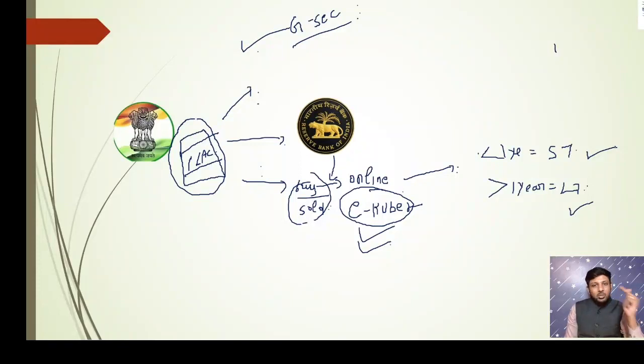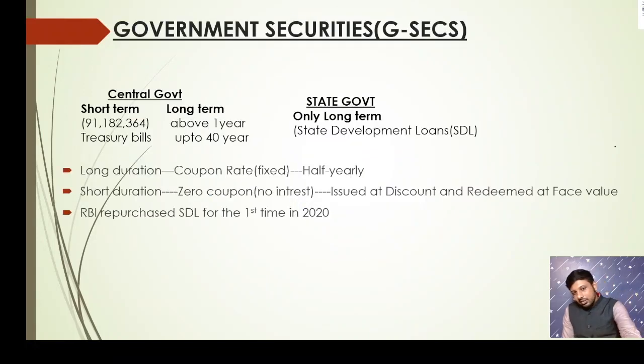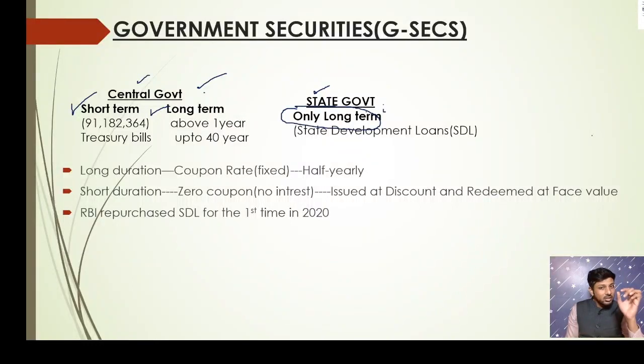Now we will see how the state government and central government issue government securities and get the money. As you know, the RBI acts as a banker to both the state government and the central government. The central government can issue both short-term and long-term government securities. But the state government can issue only long-term securities. The state government can't issue short-term government securities. It can raise short-term money by other means.